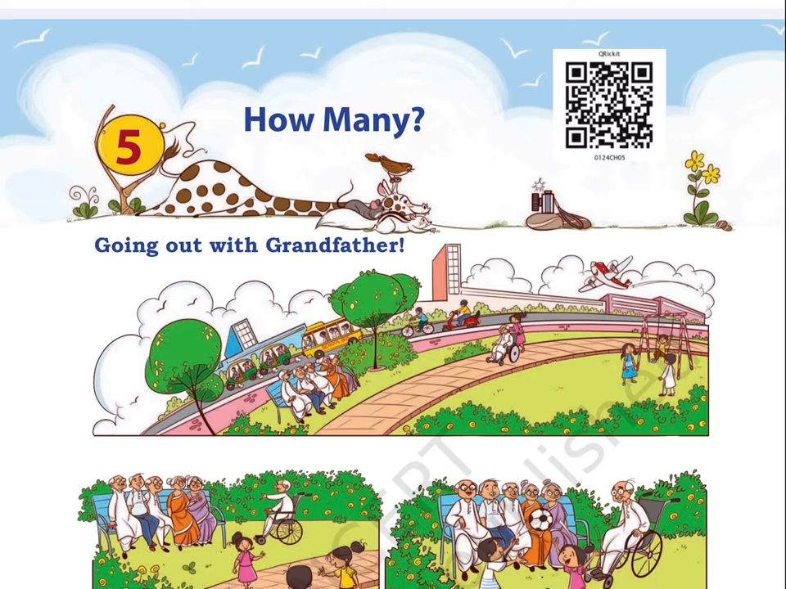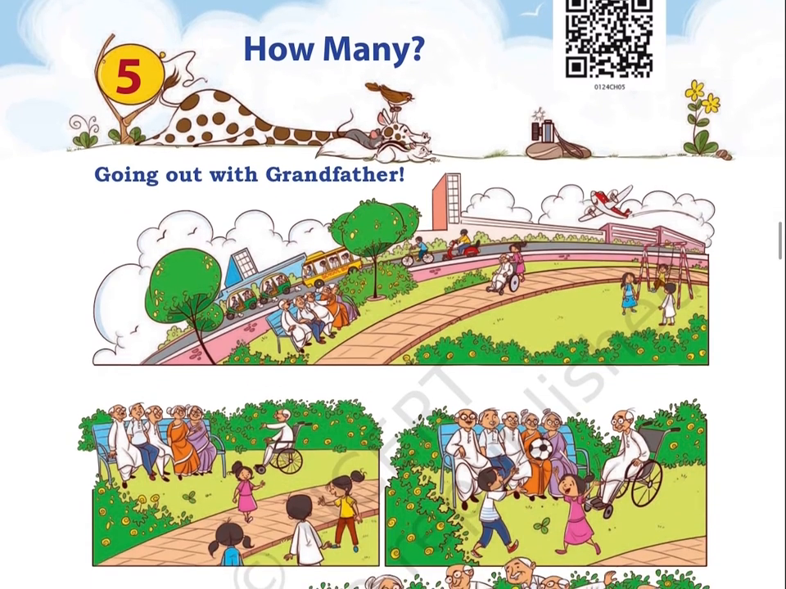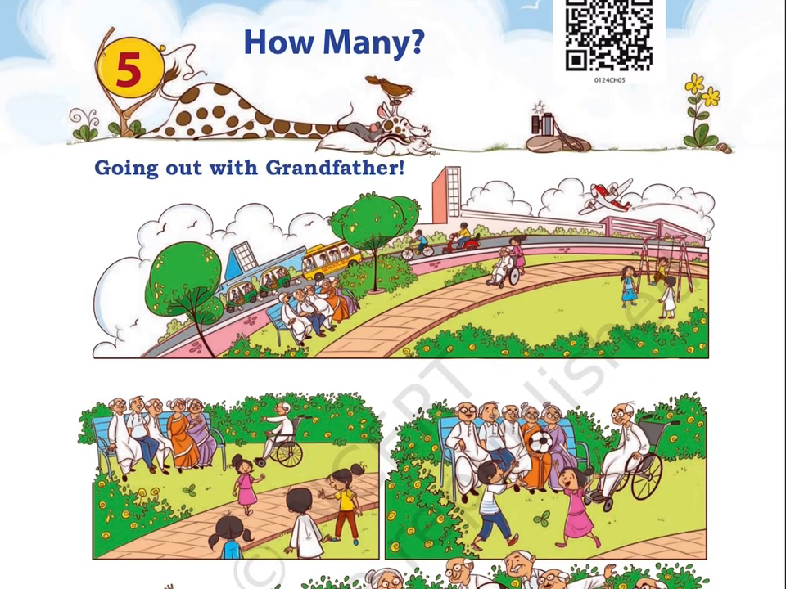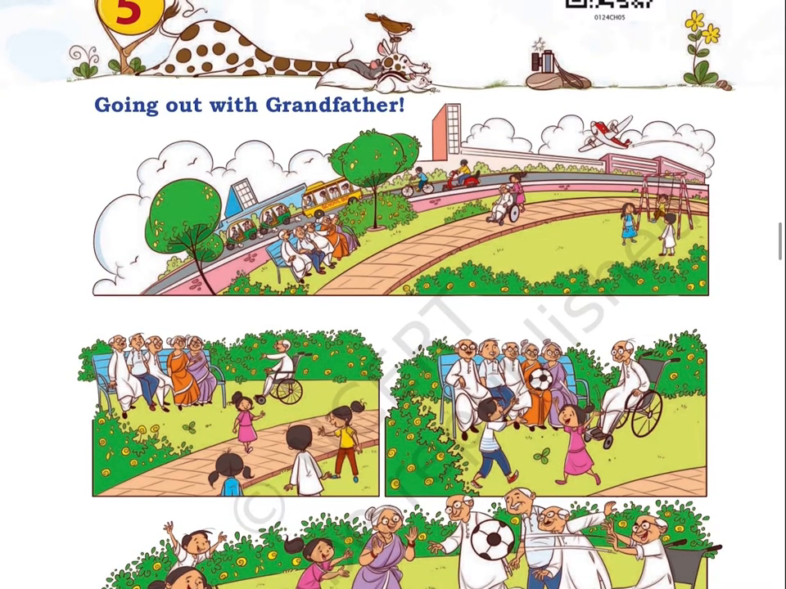Going out with Grandfather. In the first picture, we can observe the scene of a park. Few people are sitting on a bench. Few children are playing on a swing. A girl is driving the wheelchair of her grandfather. The grandfather is sitting on the wheelchair.